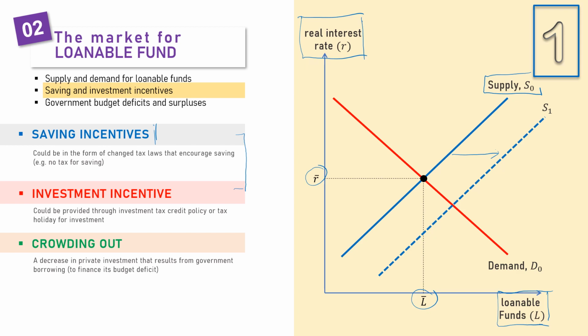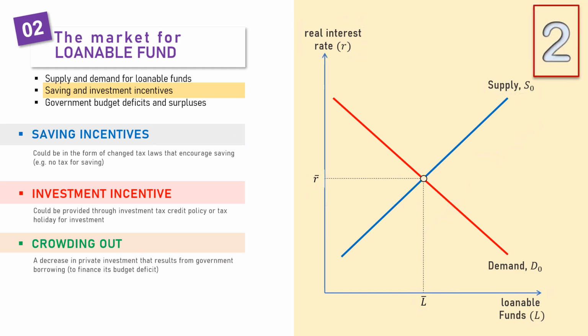So with the shift of this supply curve to the right, the equilibrium will be different, right? We're going to have the new equilibrium level. So here is the new intersection between the supply and demand curve. So real interest rate is getting lower. On the other hand, the amount of loanable funds is now getting higher in the new equilibrium position.